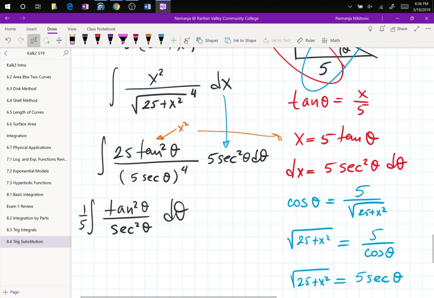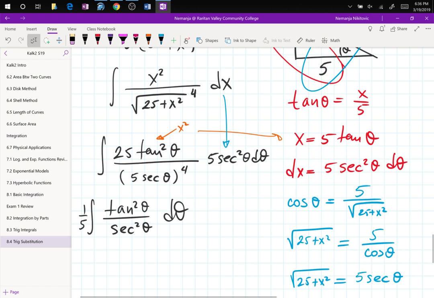Now when you look at this problem right here, it's obvious that your answer is 1/10 theta minus 1/20 sine 2 theta. It's obvious. Oh yeah, I knew that right away when I looked at it. Yeah, just like that, right? And then plus C at the end.